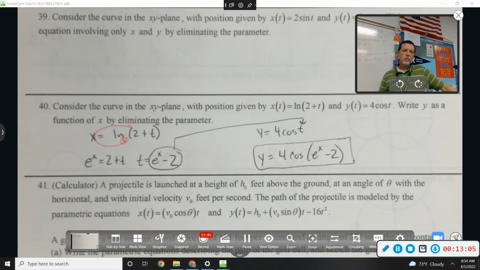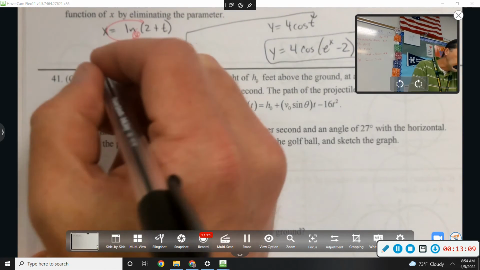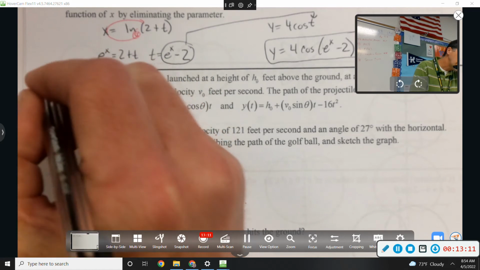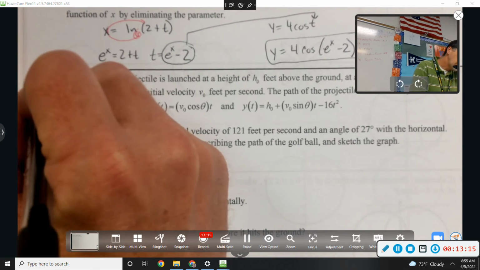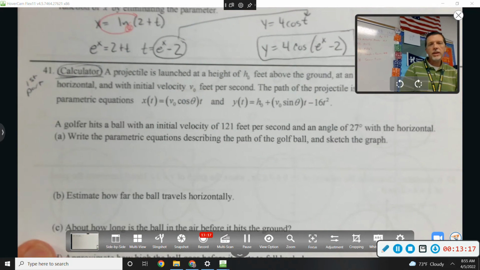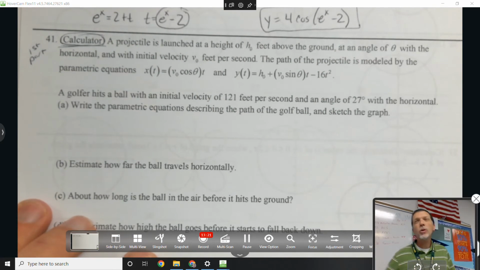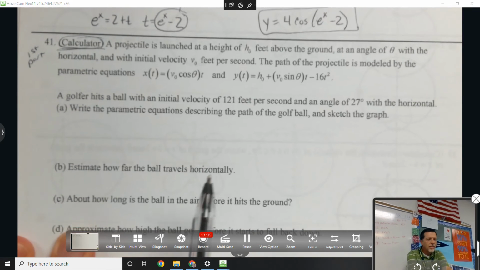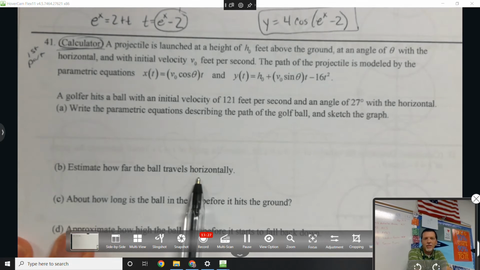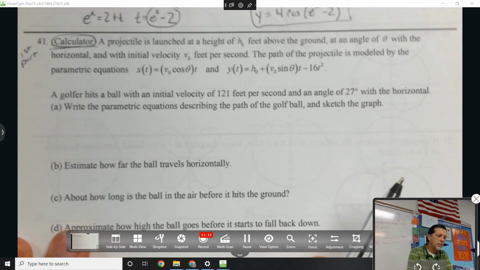Let's do 41. So 41 is the only calculator part of the test. So with calculator, that's the first part of the test. We want to be competent with the calculator, not just so that we can get the problem right, but so that we can get it done quickly and move on to the rest of the test. All right, you don't want to spend probably even 10 minutes on this problem. You want to be able to type it in, go find your answers, turn it in, and get rolling with the rest of the test.